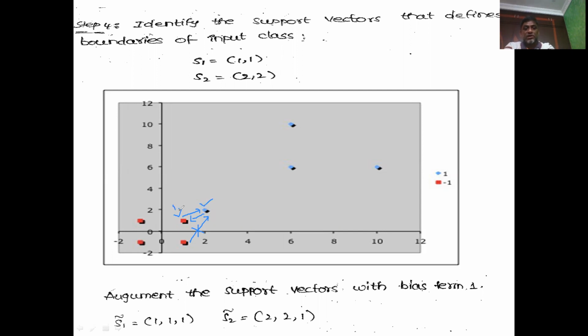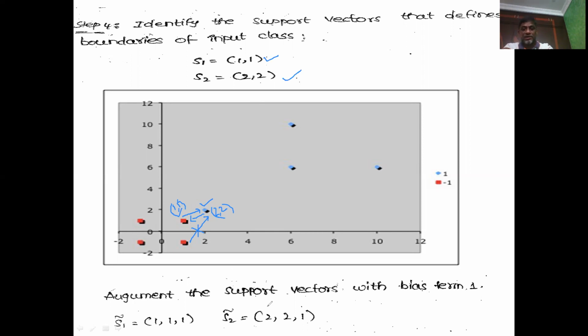What are those? The first support vector is 1, 1, and the second support vector is 2, 2. Okay, so we can pick the support vectors like this, the closest point to the other class of input patterns, right? So 2, 2 is a support vector, 1, 1 is a support vector. So we'll pick that S1 is equal to 1, 1 and S2 is equal to 2, 2.